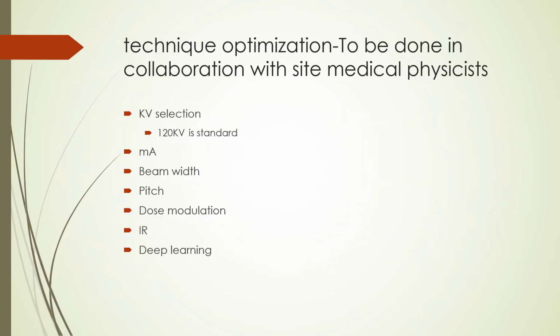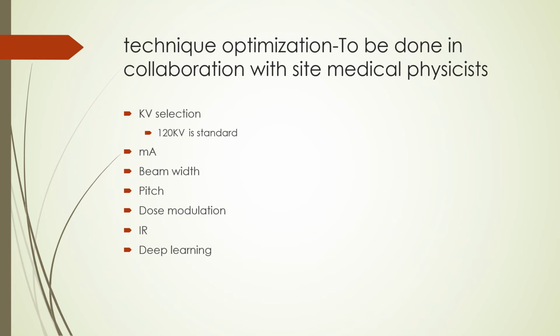In light of the last few slides, we can optimize techniques to reduce dose while maintaining image quality. All dose optimizations must be done in collaboration with site medical physicists. Starting with kV, the standard kV used in most CT exams is 120. We can reduce to 100 kV for smaller patients or when iodine contrast is used. Apply dose modulation when available. This works well for body scans where there is a lot of variation.